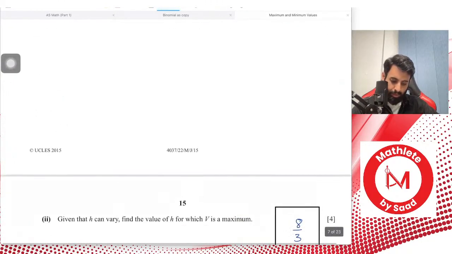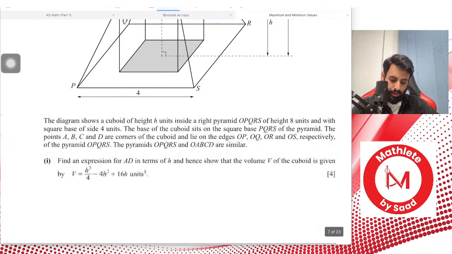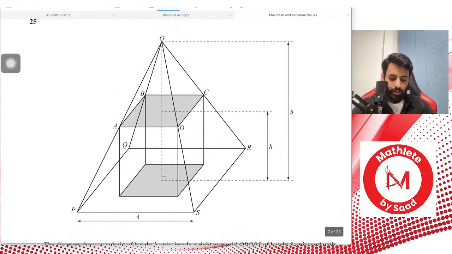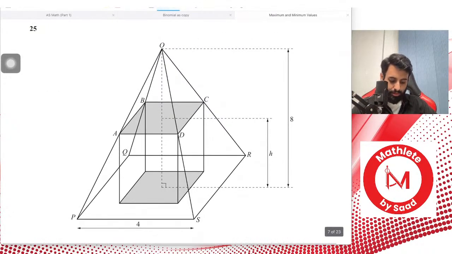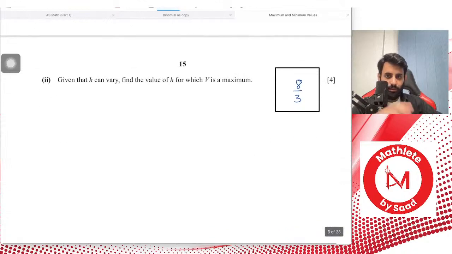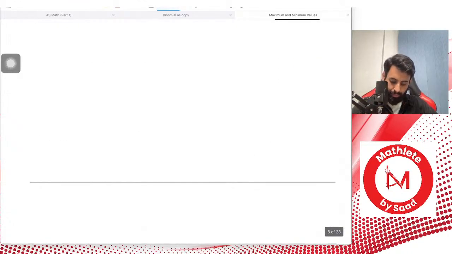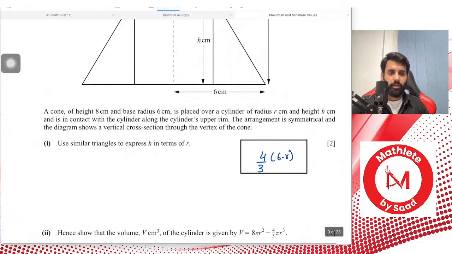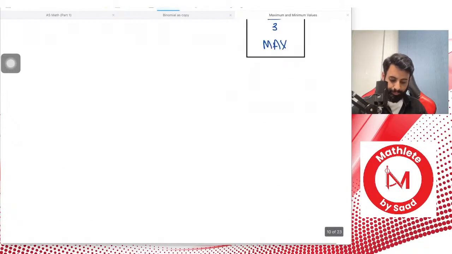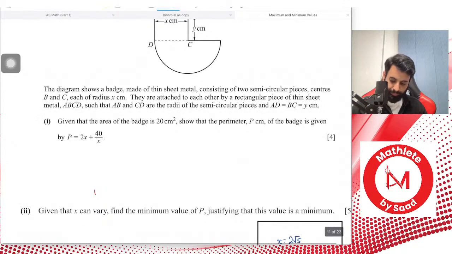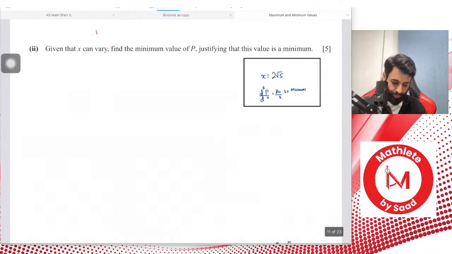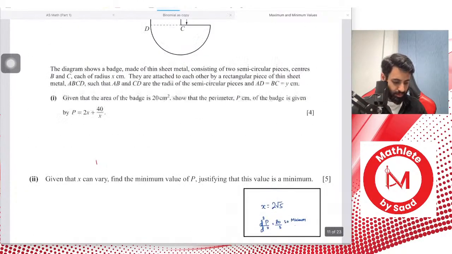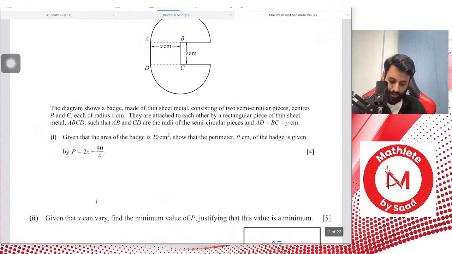So again, this question also kind of looks intimidating, but it's not. I'll leave a couple of questions for you guys to solve, and I think I'm just going to solve one more question, and then we'll call it a day. Let me pick out a difficult question. This question looks nice. How many marks is this? 4 plus 5, it's 9. Yeah, so let's do this.